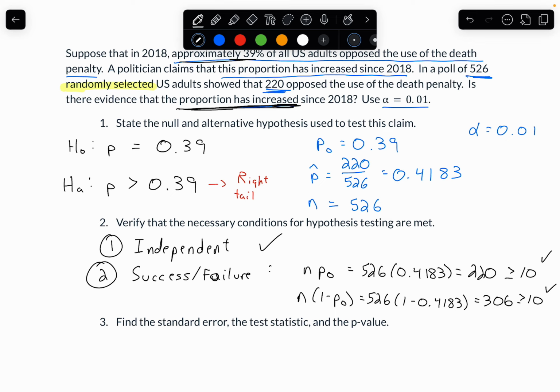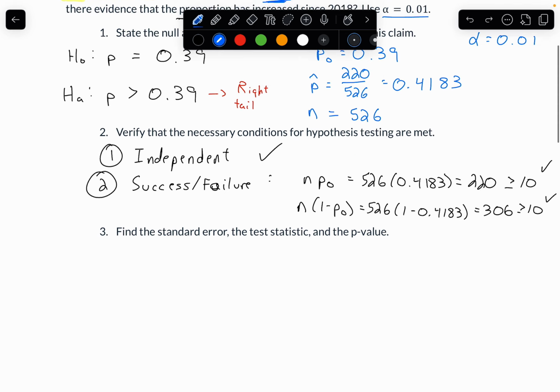In some questions, I may just tell you, hey, you may assume that the conditions are met, in which case you don't have to show this step. You could skip this step. In general, if you're going to run into a problem, it's going to be with that success-failure condition, because that's going to be the one that I ask you to verify the vast majority of the time.